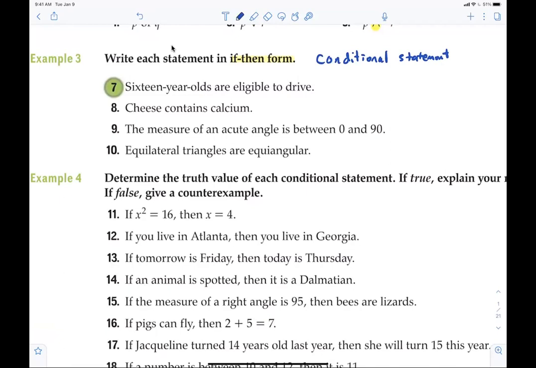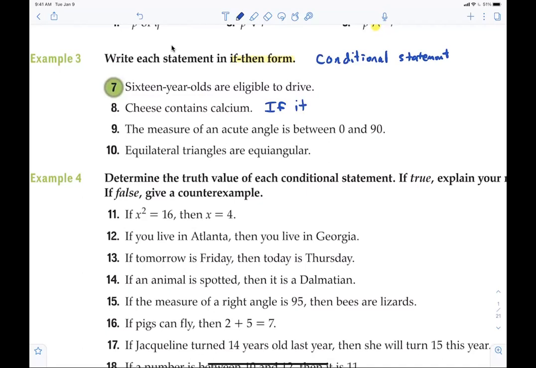All right, come on, someone else now. Tell me about 8. Ben, go ahead. Cheese contains calcium. So if you had to write that in the if-then statement. If what? You can say it. Someone help him. Someone else. Come on. Harrison, what do you think for number 8?